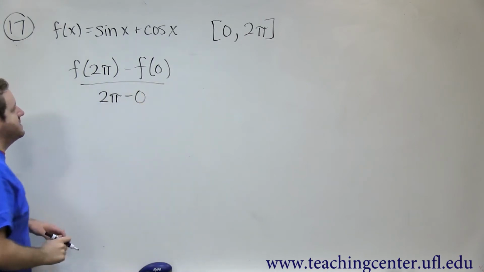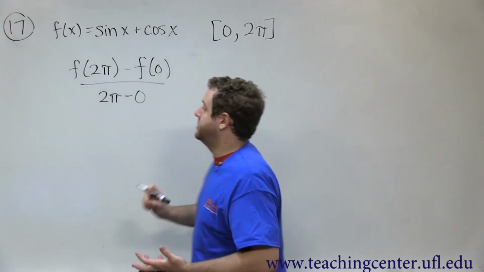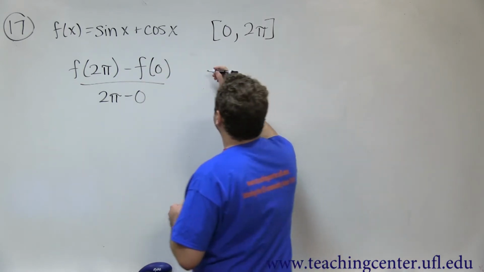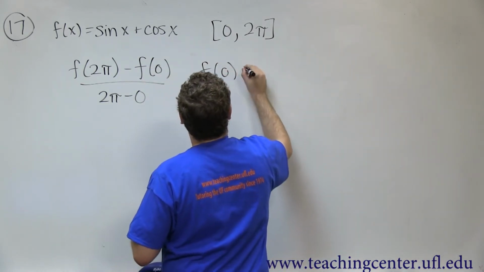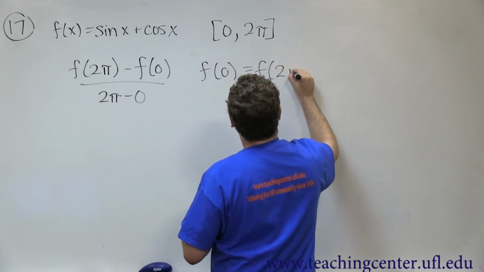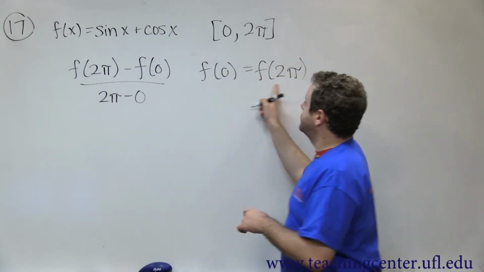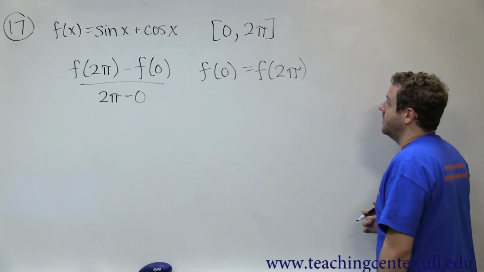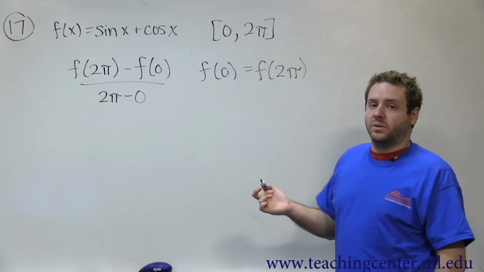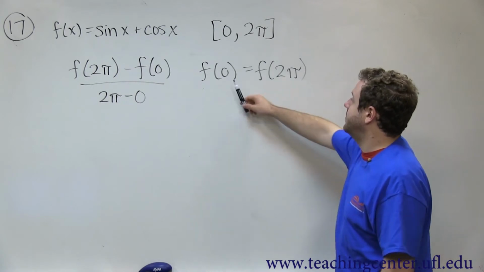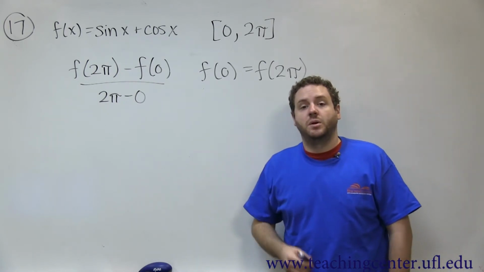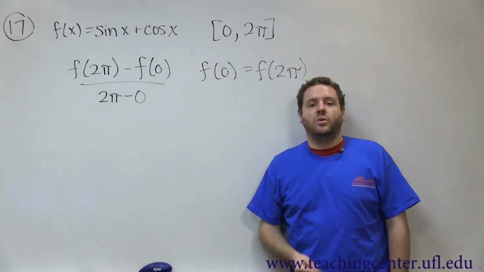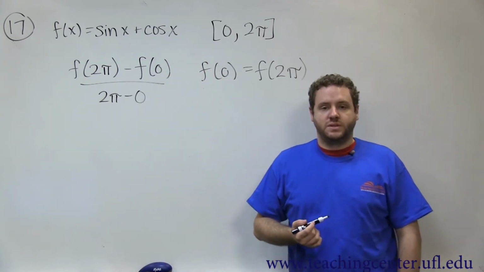Now, in order to use Rolle's theorem, this slope has to be 0, which means we're really only concerned with whether the numerator is 0. Is it true that f of 0 equals f of 2 pi? If that is true, then this numerator is 0, which means our slope is 0. Well, we have sine and cosine only, and sine and cosine have a period of 2 pi, so 0 and 2 pi give the same value. So yes, that's definitely true. Therefore, the endpoints are equal, and we can use Rolle's theorem.